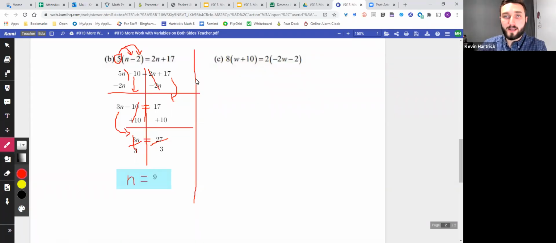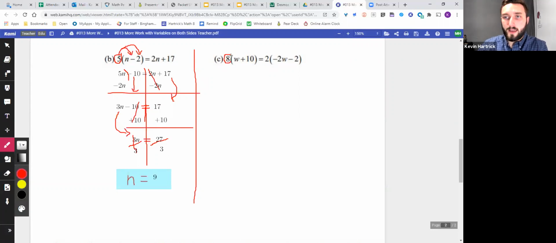All right, now that you've had a chance to look at C, we're going to try it together. First thing I notice is that I have distributive property. I see my parentheses, and I also see it on both sides of the equal sign. So there's going to be more than one distributive property that we must do. But let's do this first one first.